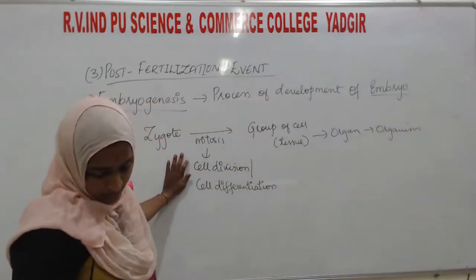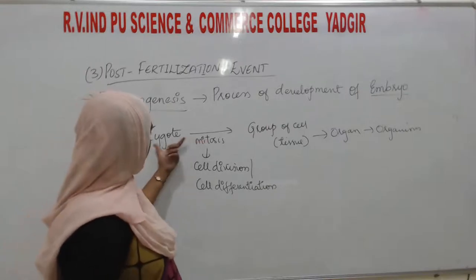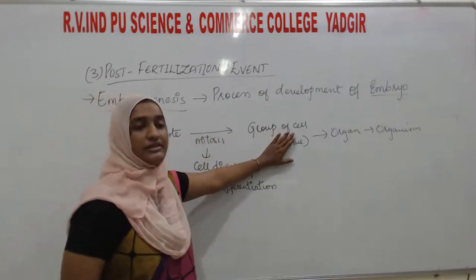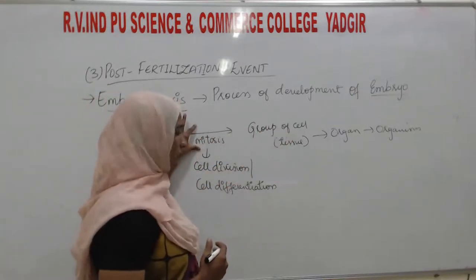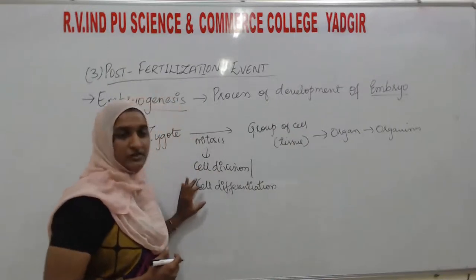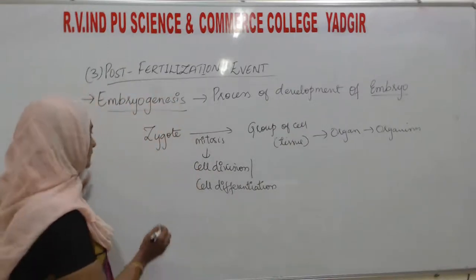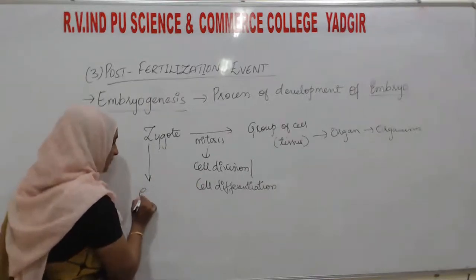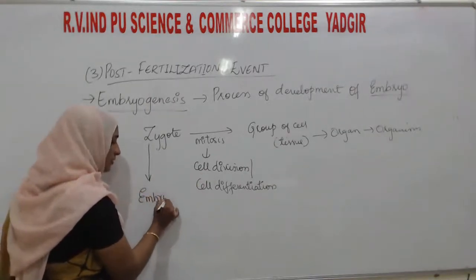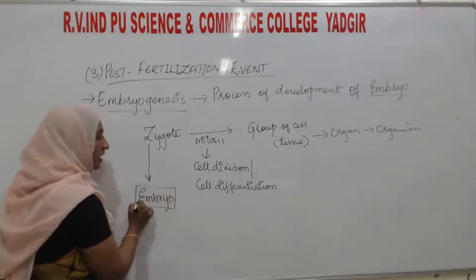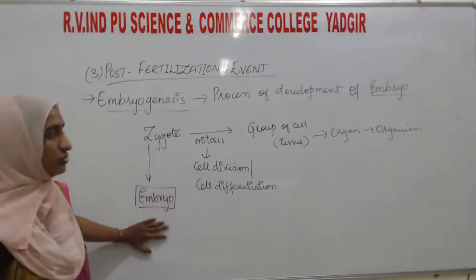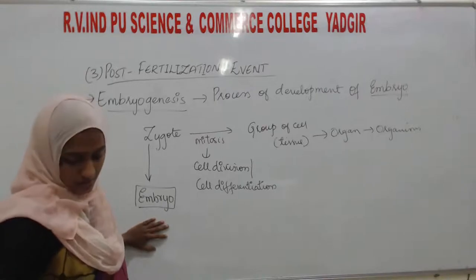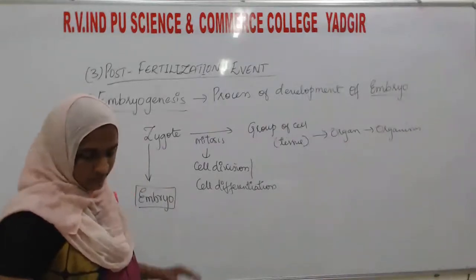Then here, this zygote, as the group of cells increases in number, will undergo mitosis, cell division will take place or cell differentiation will take place. While this zygote undergoes cell division, first it will form an embryo. This embryo will further develop into tissues, then into the organ, then into the organism. So this is about embryogenesis.